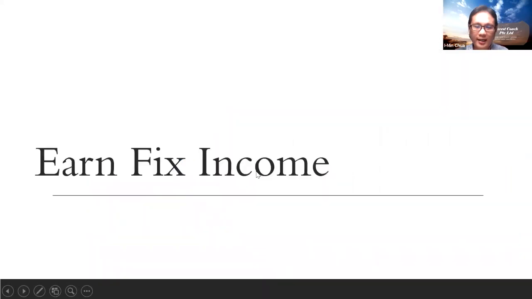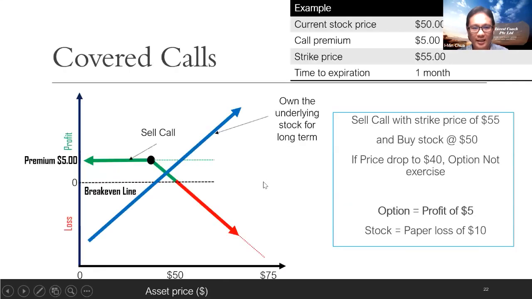Okay, so the other thing that, of course, options can do is earn fixed income. So we actually talked about it. You sell a call to earn this premium. Of course, you don't just sell a call naked. You do a covered call. As per what I explained just now, then you make this $5. So if you think that the price is going to go down, and you already have the stock, maybe I just sell the call to make this $5.